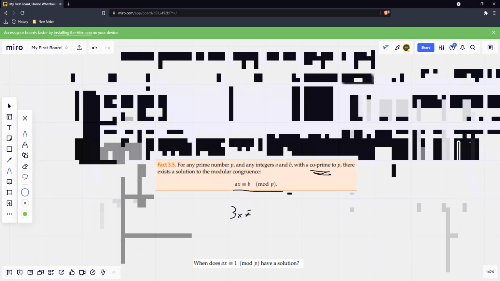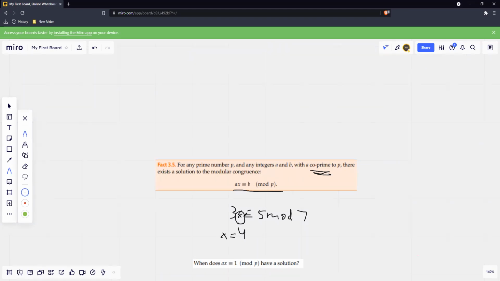3x is congruent to 5 mod 7. Basically, what this says is that there's going to be a solution x to this equation. Well, it's not an equation, it's a congruence. There's going to be an x that satisfies this. And actually, if x equals 4, it works. And there are also going to be more solutions, like x is equal to 11.